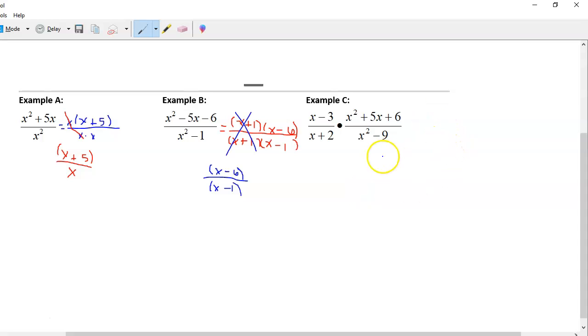My next example is a little bit different. Guys, if we go back to our objectives, today we are learning how to simplify rational expressions using the factor method. The next thing we're going to learn is how to multiply rational expressions. And that is something that they're asking us to do in example C. We're going to multiply rational expressions no different than we did with our fractions. We'll multiply across, numerator times numerator, denominator times denominator.